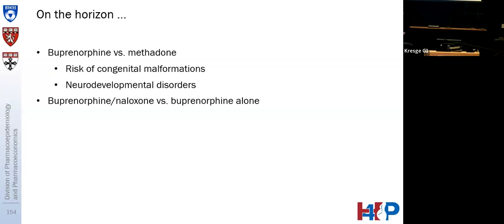So we have a study that will be appearing in the literature soon, where we looked at the risk of congenital malformations, which, given how rare these are, are very hard to study, if not impossible, in the context of randomized controlled trials. And we have work ongoing looking at neurodevelopmental disorders, which are also hard in the context of trials because you're dealing with long-term follow-up. We're now also looking at different formulations of buprenorphine, comparing the combination product with naloxone, which is available to try and reduce the risk of diversion, versus the mono product.